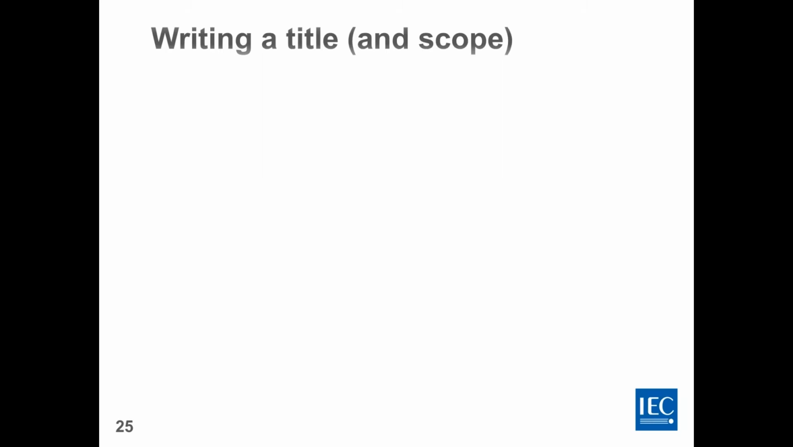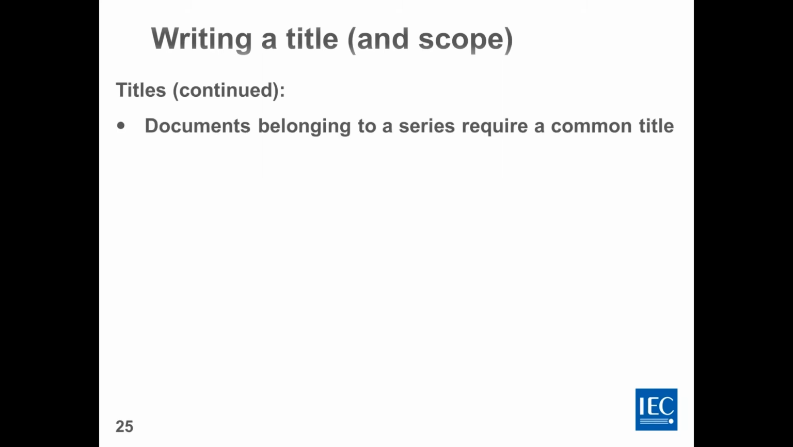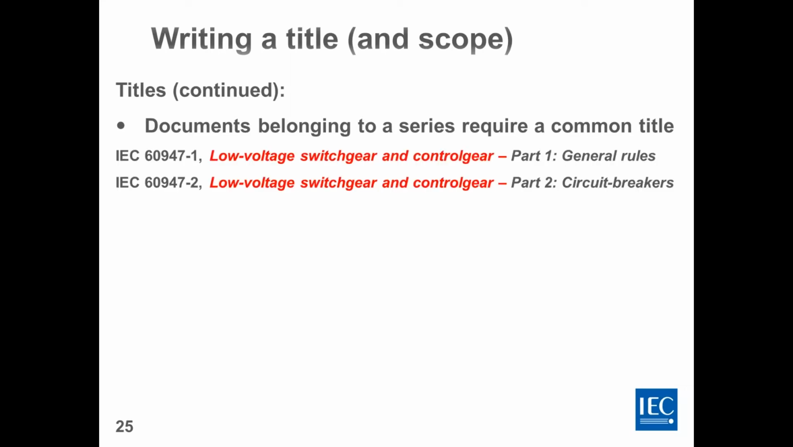Now, the scope is essentially an extension of the title. A title can only consist of a maximum of a few lines of text, and if we need more text or further paragraphs, we can include those in the scope. So the scope provides necessary additional details to the title. It can provide any exclusions. So we can say this document applies to such and such a thing, but does not apply in this other case. And that is a useful way of delimiting the scope of the document.